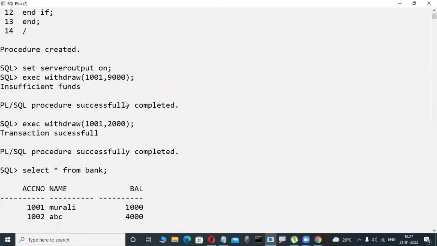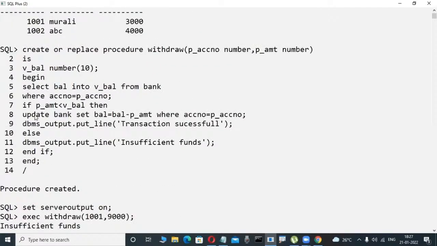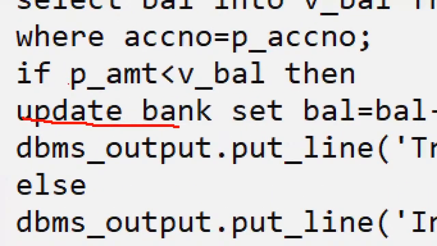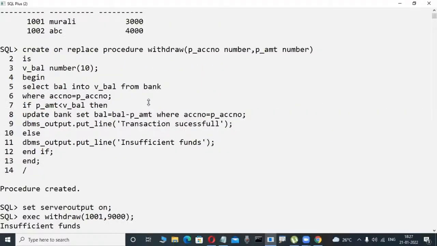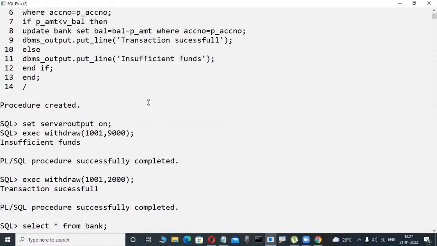You are a programmer, you are writing code in an update. Update is a SQL command only. If condition is a PLSQL command. That's why you need some language knowledge. With this type of PLSQL coding knowledge, then only can you write real-time applications: OTP validations, bus ticket reservation, anything. So many applications are there. But a little bit of knowledge is required.